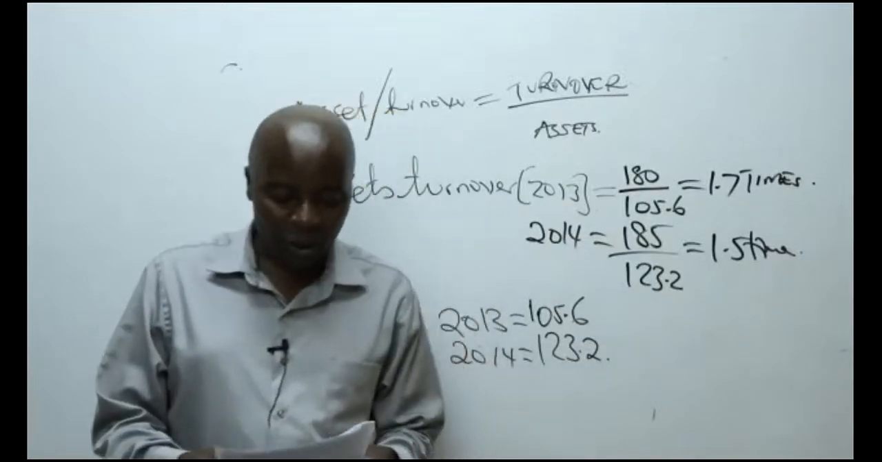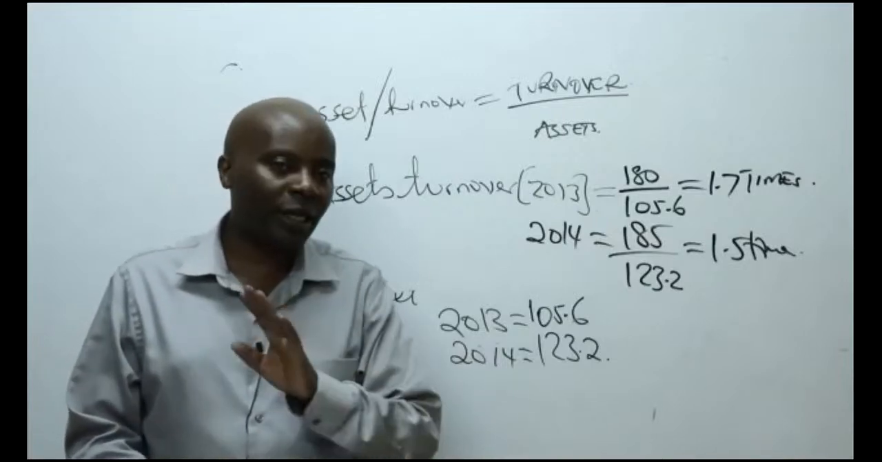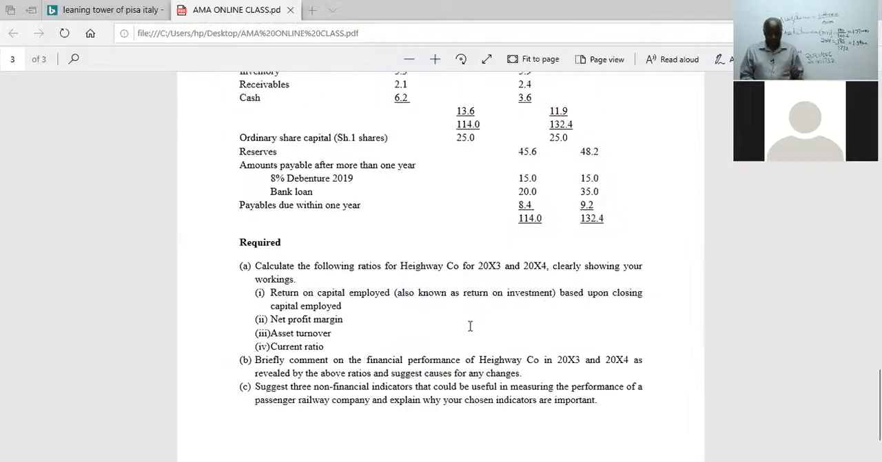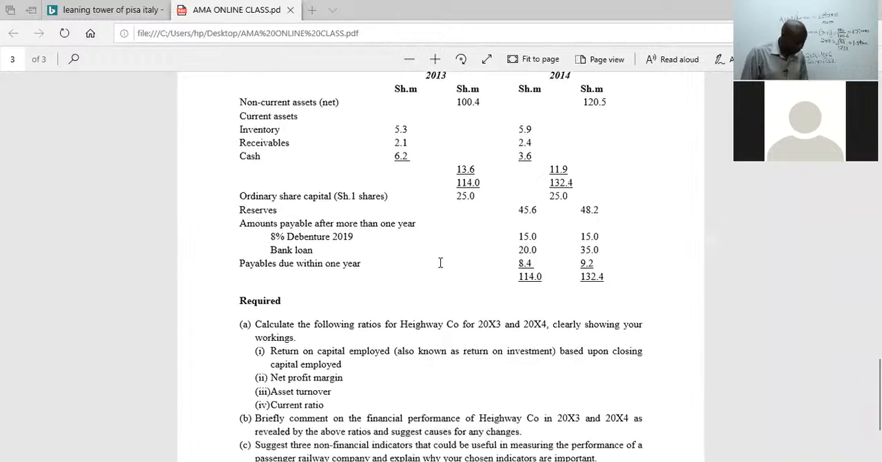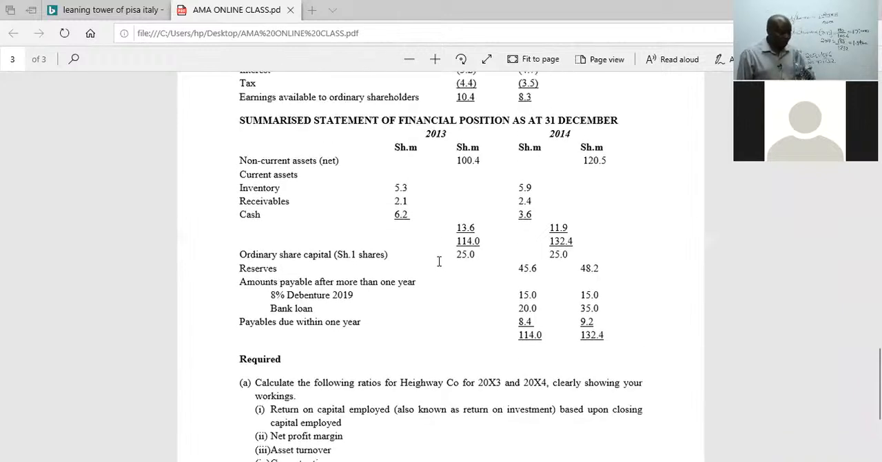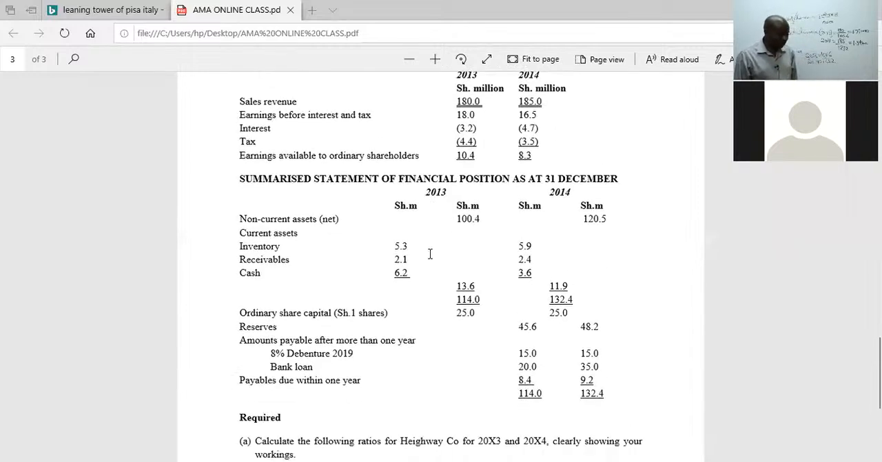Now ladies and gentlemen, we go to the next one, which is current ratio. I cannot compute current ratio for you. I expect you great students of mine to give me the current ratio yourselves, and then you tell me what you have there.